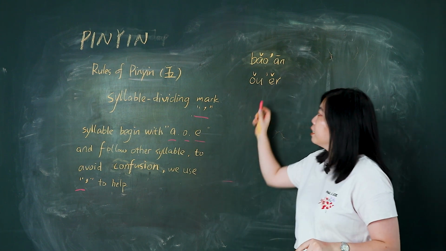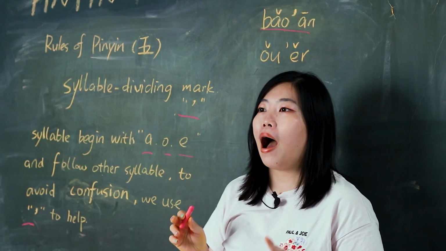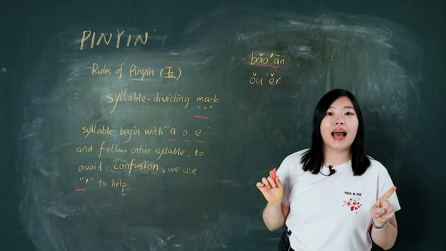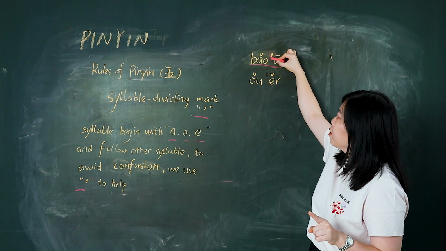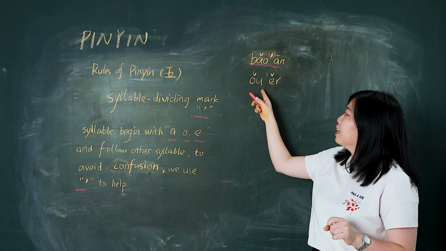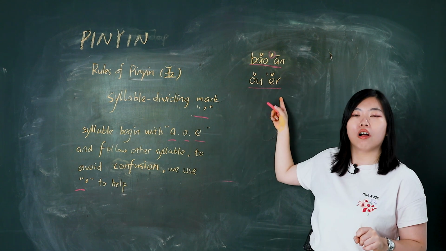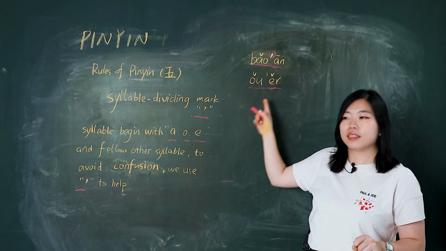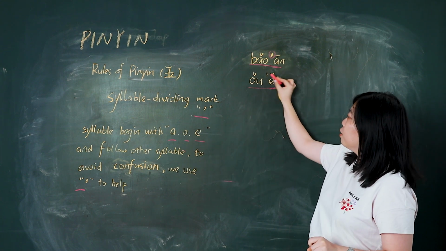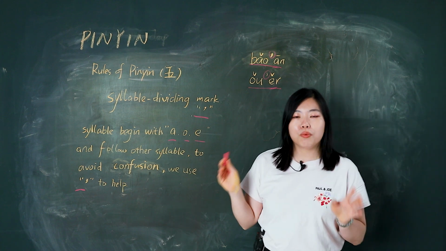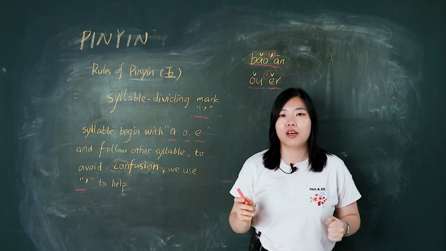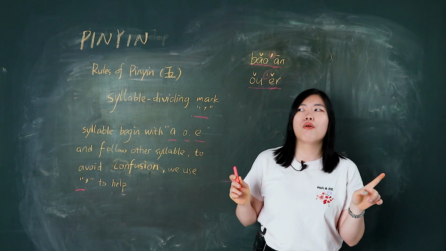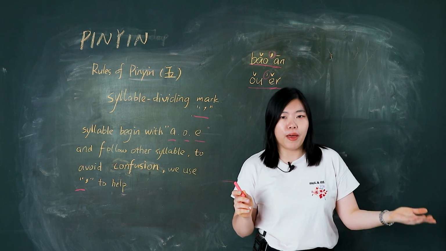So for example, let's say this one. 保安. The "an" begins with A, so we add this one when you write. And this one, 偶尔, 偶尔. 尔 starts with E, so we add this one. This helps you when you see a pinyin or a syllable, you can directly read it without thinking, am I right? Or do I have another way to spell it?